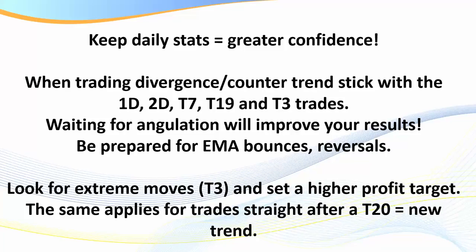A T20, of course, identifies a new trend, so you're going to have greater probability. So for an example, a 21B or even a 34B straight after a T20 is going to give you the highest probability of getting your 11 ticks. You get 2 11 tick trades a day. Hey, there's your 200 net a day.